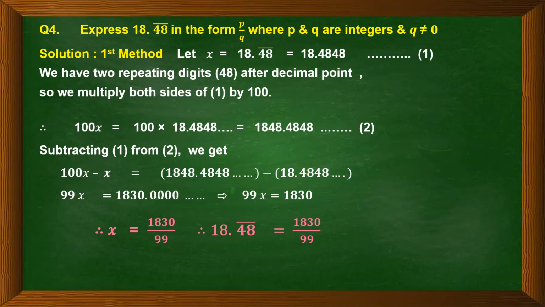Now let us move to fourth question. Express 18.48 bar in the form of p by q, where p and q are integers and q is not equal to 0. Now let us solve it by first method. Let us assume let x is equal to 18.48 bar. Now under bar we have 48, that is 2 digits which are going to get repeated. So we can get 18.4848. This is our equation 1. X is equal to 18.4848.